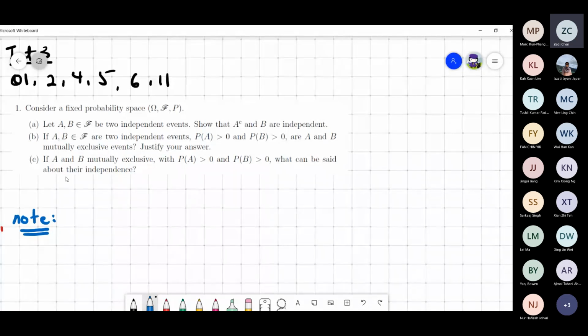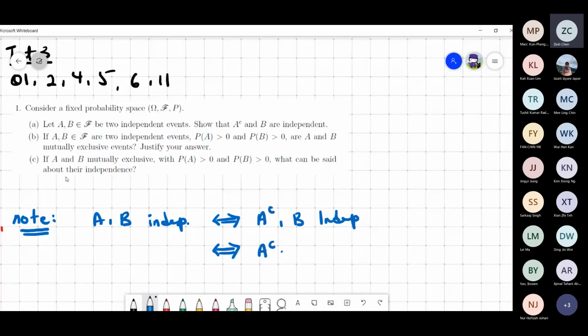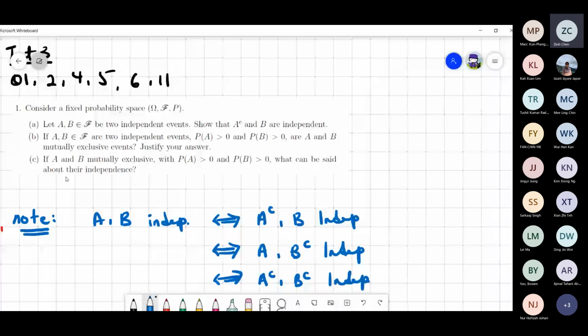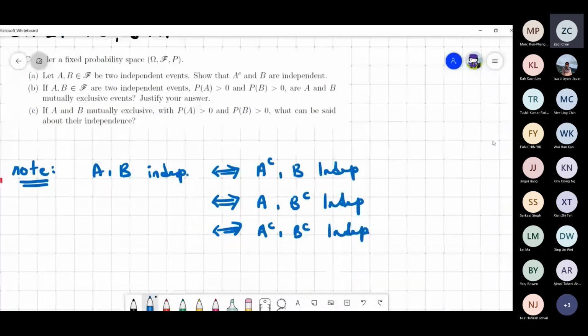So that is, if you have two events, A, B are independent, this is actually equivalent to saying that the complement of A and complement of B are independent. And also, it is equivalent to say that A and B complement are independent. And also, it is equivalent to say that A complement, B complement are independent. So please take notes of this.